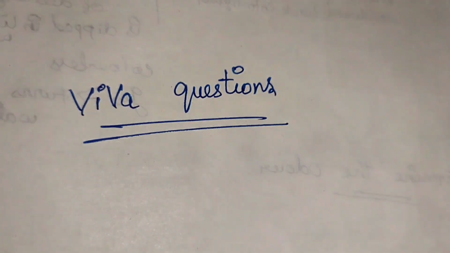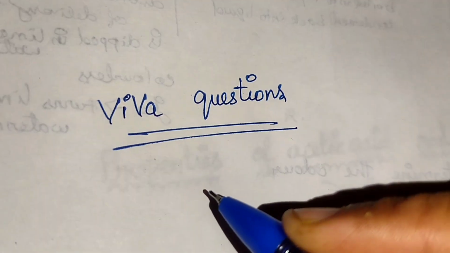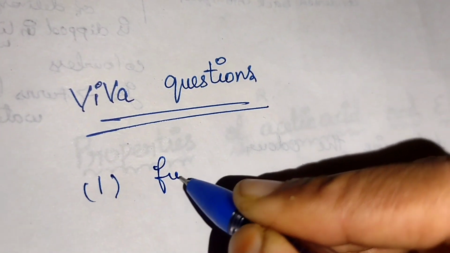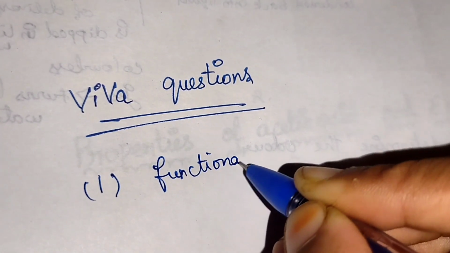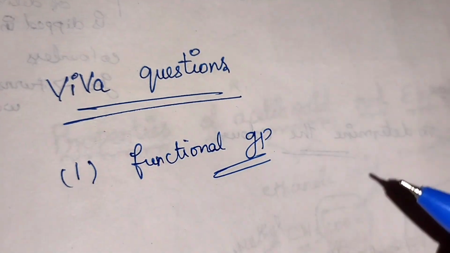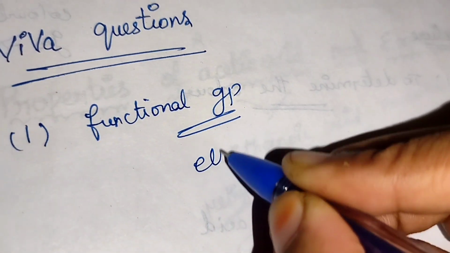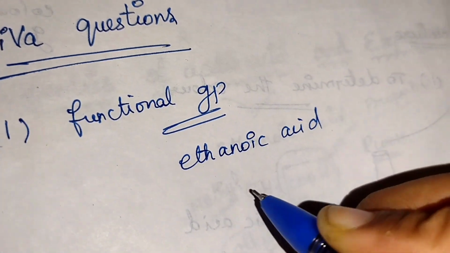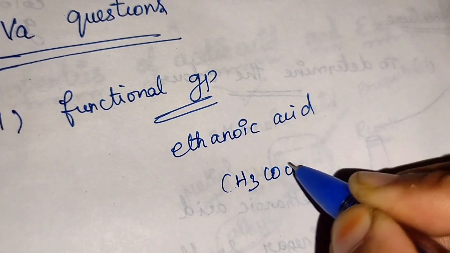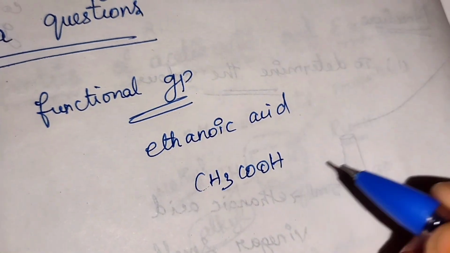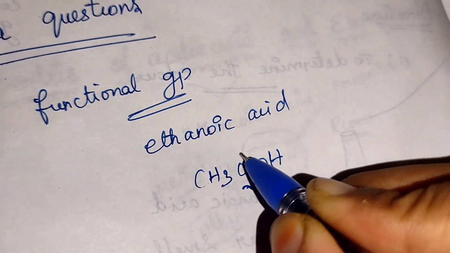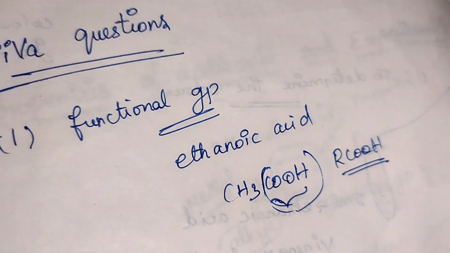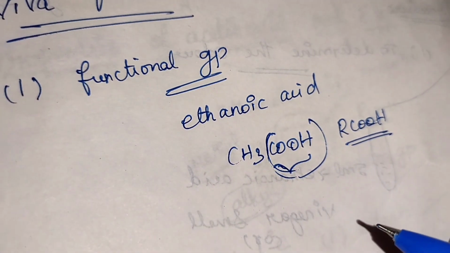Questions. What they asked in the exam. Some of the viva questions we can see now. First one, I already said, functional group. What functional group is present in ethanoic acid? What is the formula for ethanoic acid? CH3COOH. Now see, what functional group? Acid group, the COOH group. This is the functional group which is present in ethanoic acid.